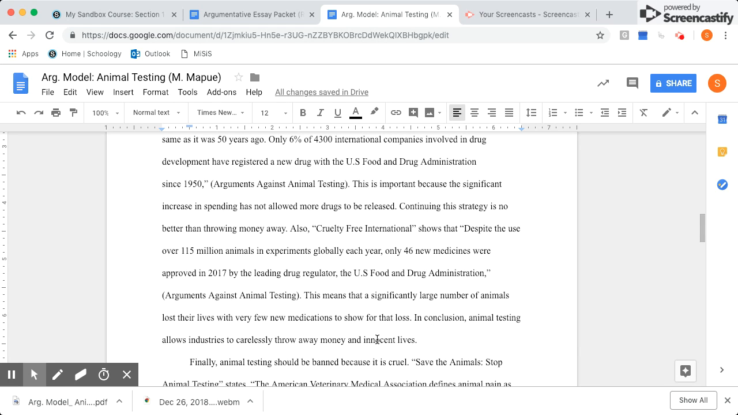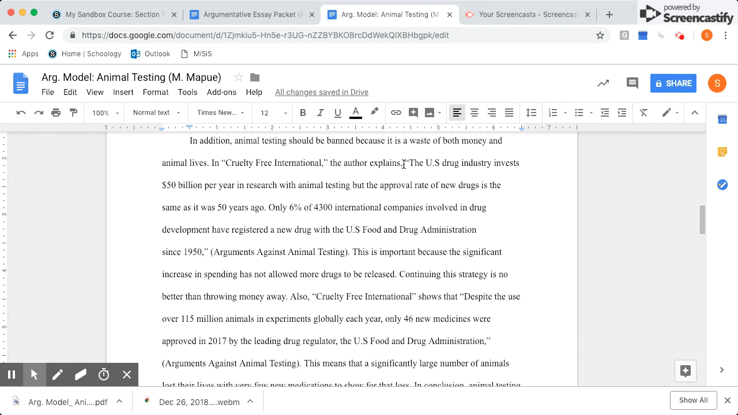Now we've got our closing sentence. So in conclusion, animal testing allows industries to carelessly throw away money and innocent lives. So carelessly throwing away is the same as waste. And that is our body paragraph review.